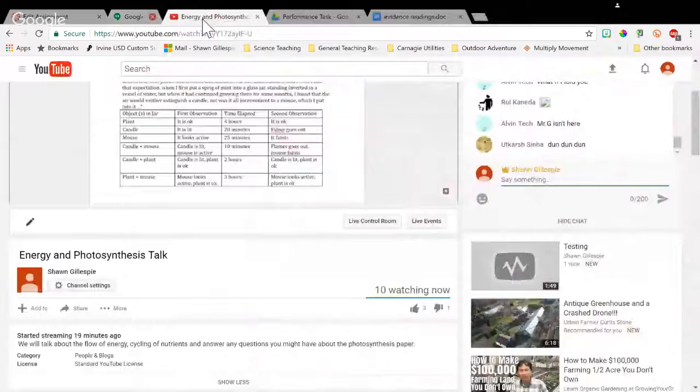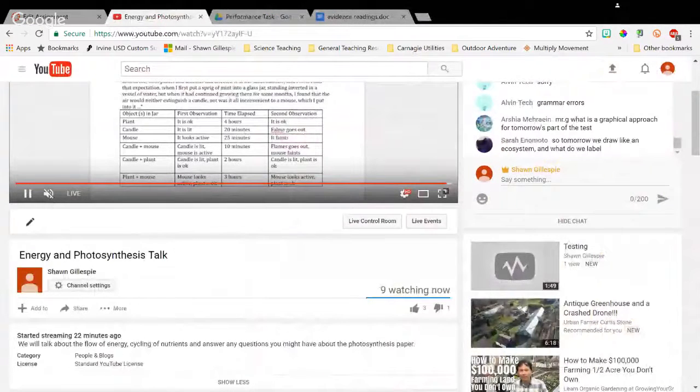Let's close this page. All right, so we're going to stop that. All right, so I'm back. Yep. All right, so a graphical approach for tomorrow's part of the test. Yeah, so a graphical approach.